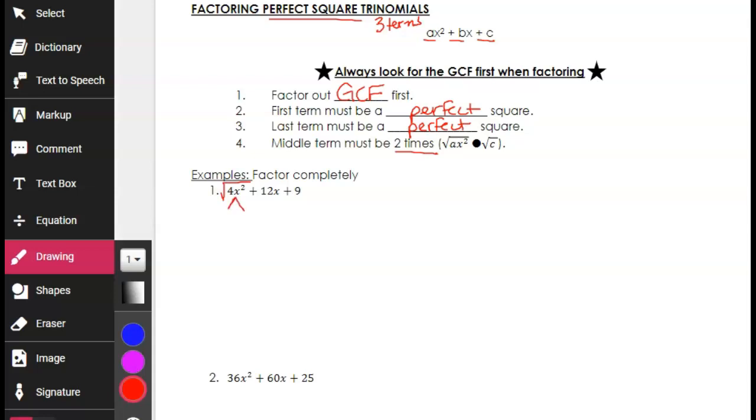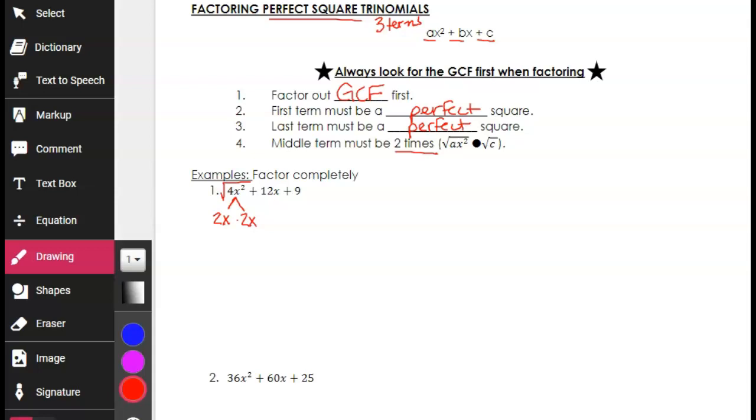Absolutely. What's the square root of 4? 2. What's the square root of x squared? X. So 2x times 2x is 4x squared. So we do have a perfect square for our first term.